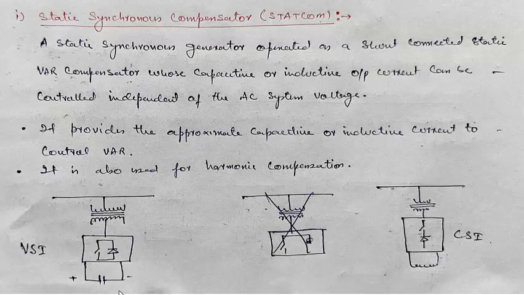Now we'll discuss the first one, that is static synchronous compensator. Its short form is STATCOM. A static synchronous generator operated as a shunt connected static var compensator whose capacitive or inductive output current can be controlled independent of AC system voltage. So the last part of this sentence is very important.